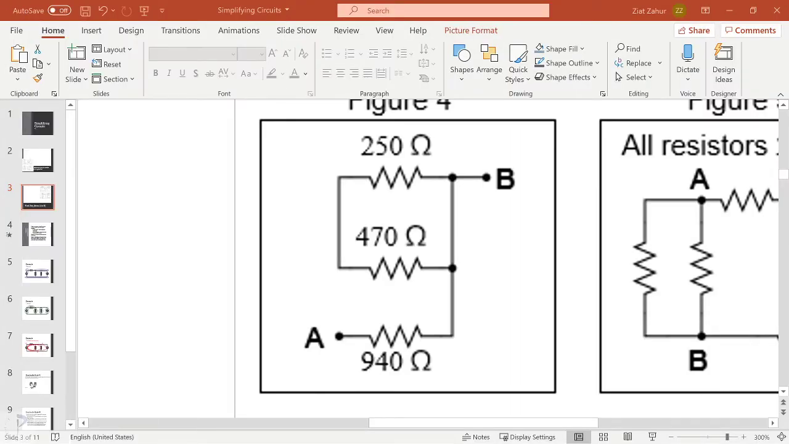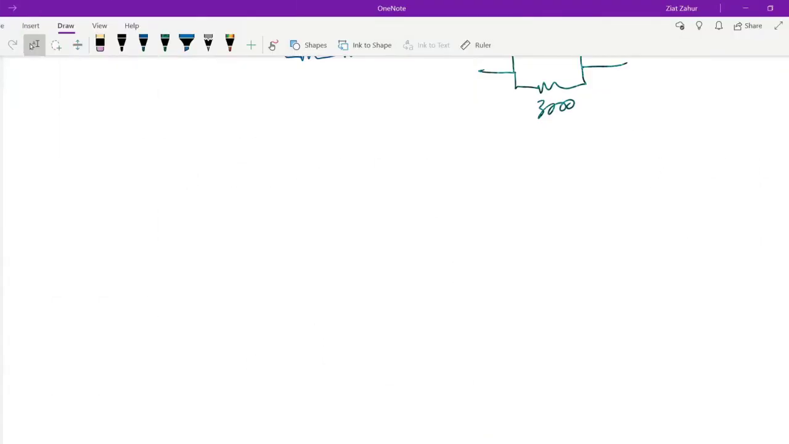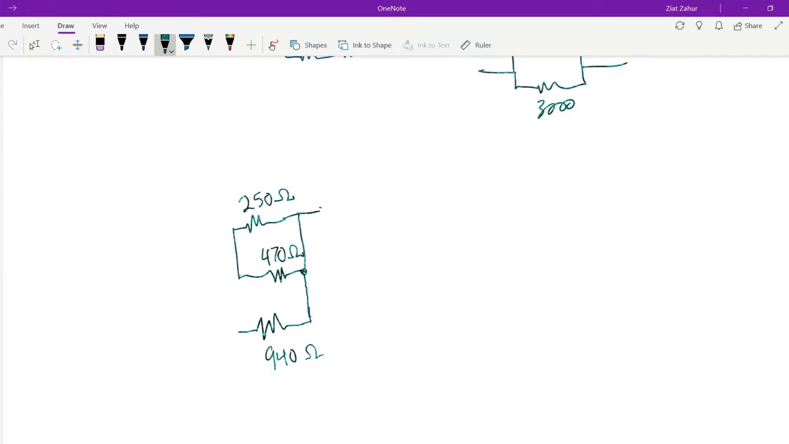So here's our circuit, right? 250, 470, 940. Okay. So it looks like this currently. 940 ohms. We have the 470 ohms. Oh, I missed one. And then the 250. And then B. Right?